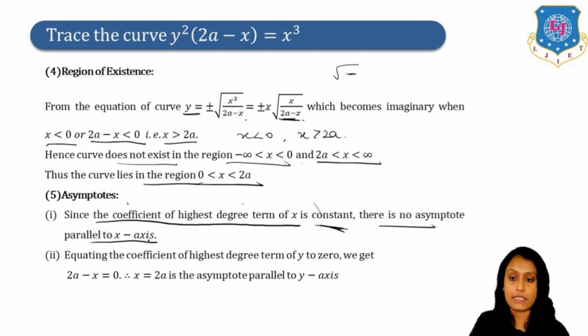So since the coefficient of the highest degree term of x is constant, there is no asymptote parallel to the x-axis. Now to find the asymptote parallel to the y-axis, we have to equate the coefficient of the highest degree term of y to 0. The highest degree coefficient of y is 2a minus x, so we equate 2a minus x to 0. From this we get x is equal to 2a, which is the asymptote parallel to the y-axis.